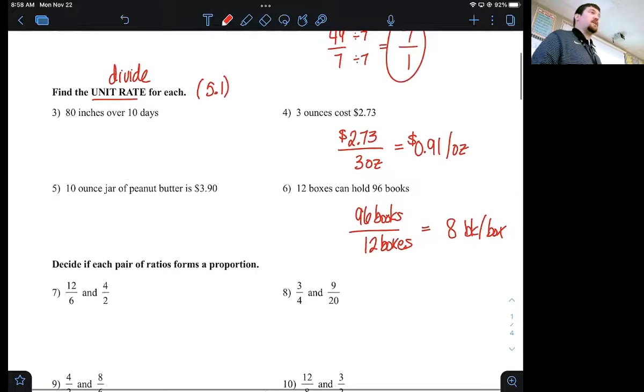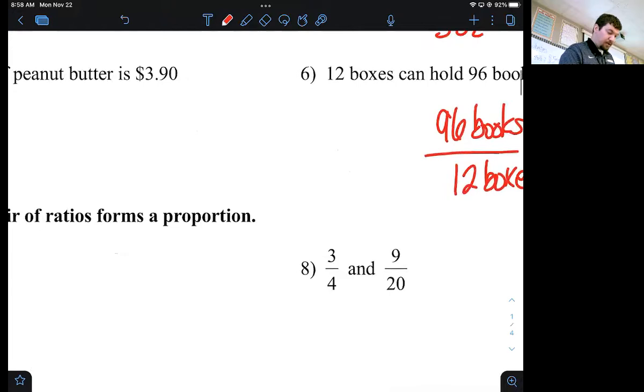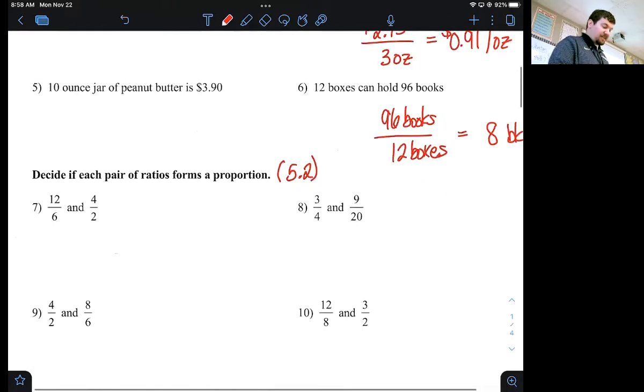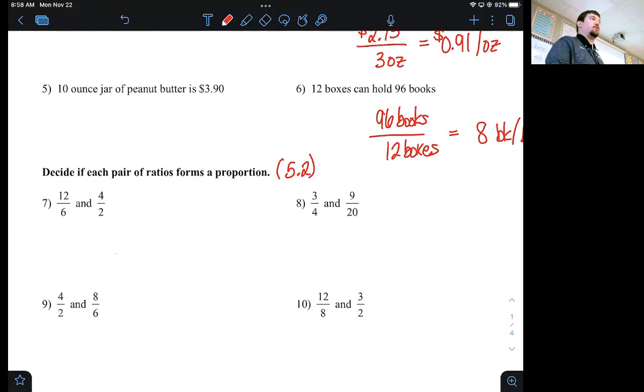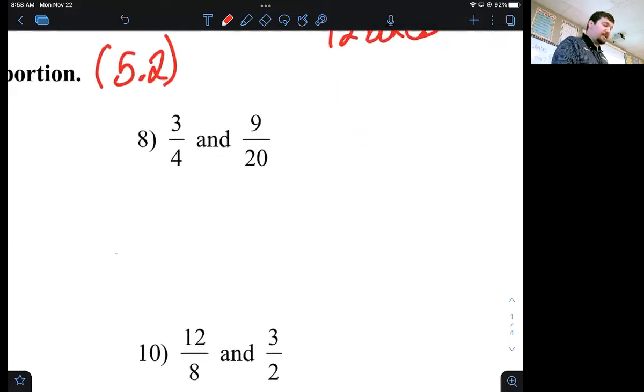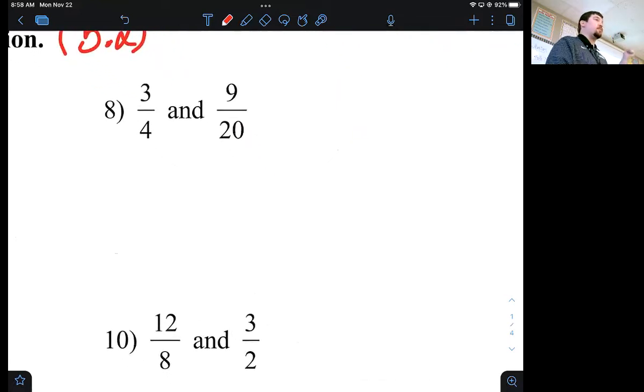Okay, that was a review of section 5.1. Just a real quick review of it. Now we're moving into section 5.2. This is the homework that you guys turned in today, which was asking you a bunch of yes/no questions. Are they proportional? Are they not proportional? Same questions here. There's lots of different ways you can tell. You could reduce them, you could divide them, or you could cross multiply them. And since most of you said you like cross multiplying, why don't we do that?